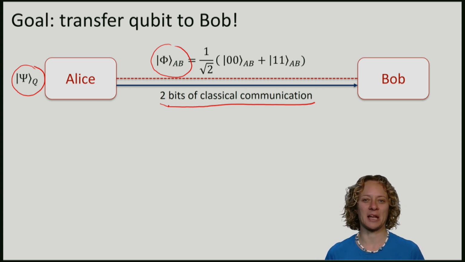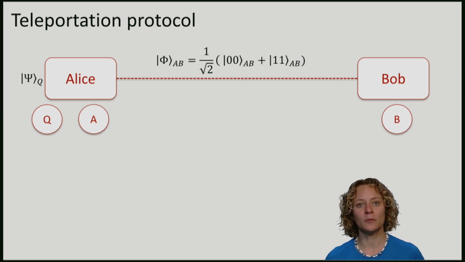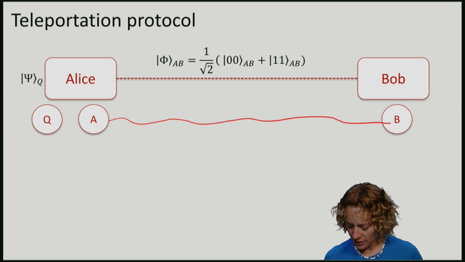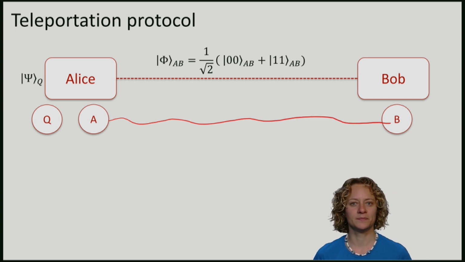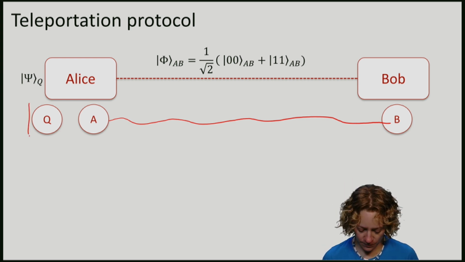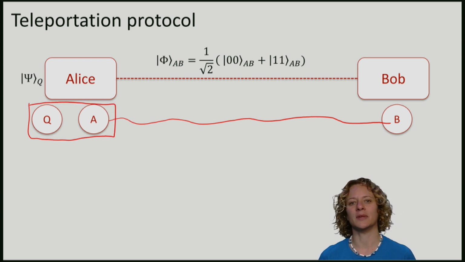So how does Alice teleport her qubit? Note that at the start, Alice has indeed two qubits. The one she wants to send, which I will call Q, and the qubit A, namely her half of the EPR pair shared with Bob. Alice now measures both Q and A together in a very special basis, namely the Bell basis.